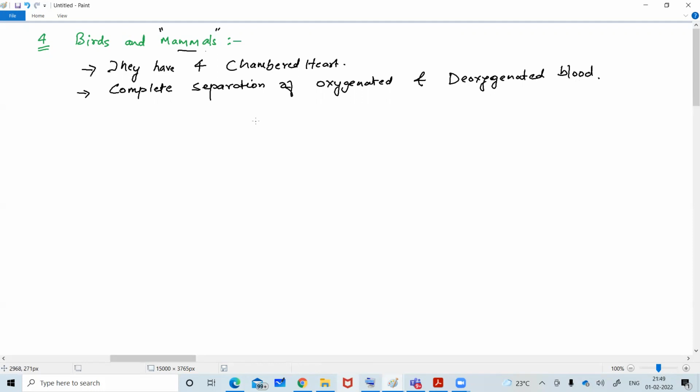Next is sinus venosus is completely merged into right auricle. So far what we have seen, I will draw a diagram of a rough structure of mammalian heart, and I will show you how they are interconnected. So next point is sinus venosus has completely merged into right auricle. Let me draw the diagram and I will explain to you how they are merged.